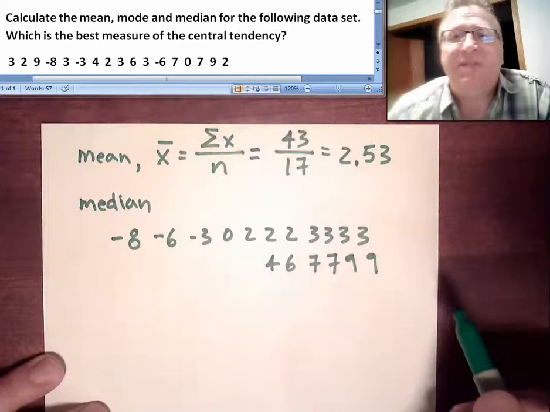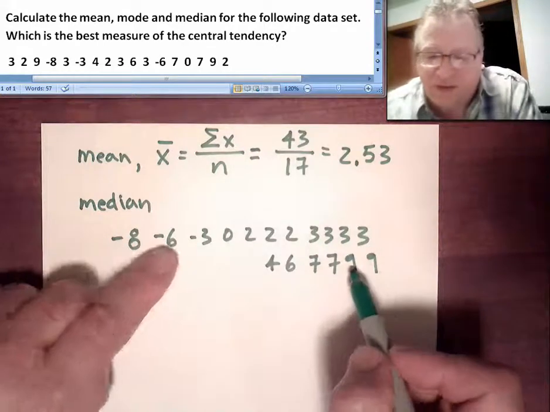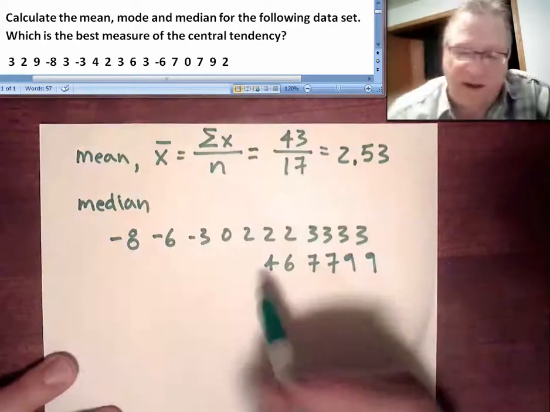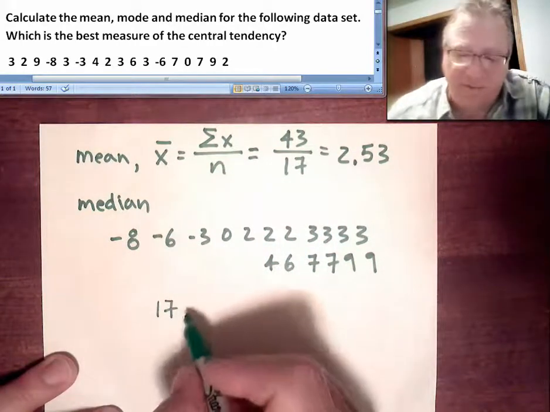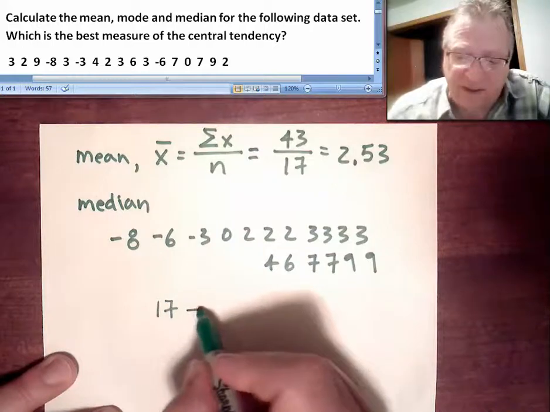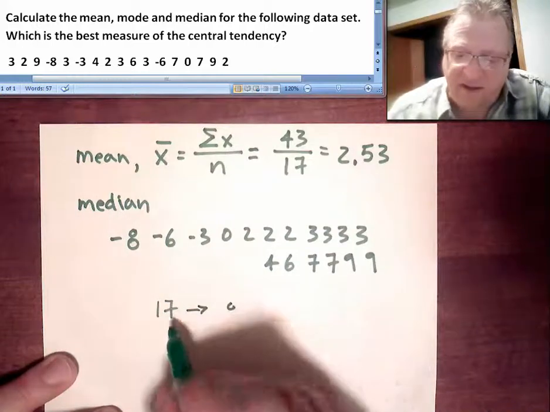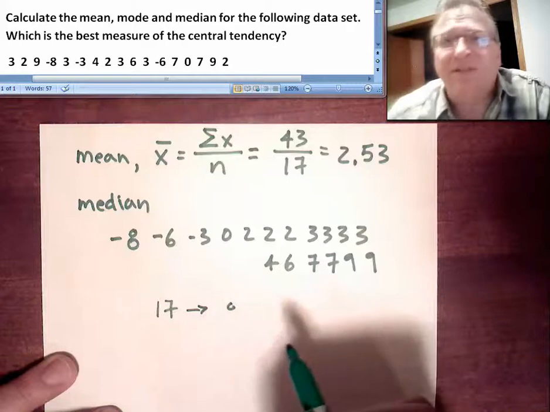Now we have 17 values. How do you find the one in the middle? Well, I suppose you could put your finger on them and start counting in from either end. I always do this. Let's see. We got 17 values. Half of that is going to be 8.5. It's an odd number, so there is going to be a single number in this list that is the median.